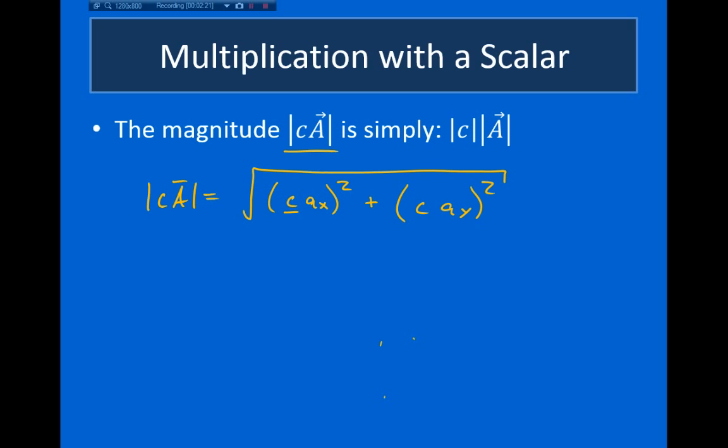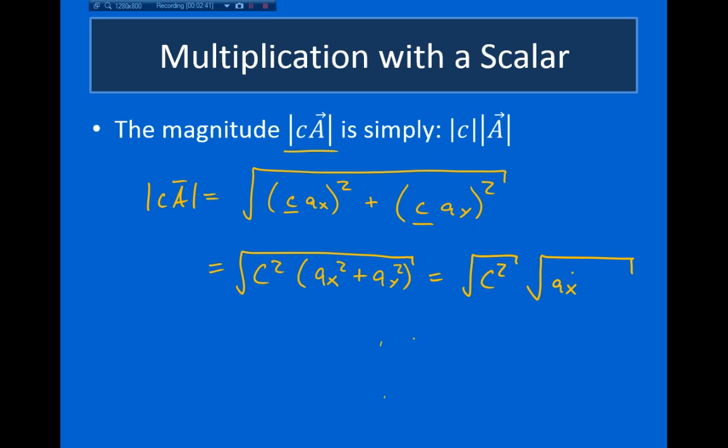Now notice that I've got c squared in both of these two terms, so I can factor that out. So I can write this as the square root of c squared times (a_x squared plus a_y squared). And then if I want to, I can write that as the square root of c squared times the square root of a_x squared plus a_y squared. And now notice that this thing over here is the magnitude of vector A, and this thing here is the absolute value of c. So we can see that in fact the magnitude of c times the vector A is just the absolute value of c times the magnitude of vector A.